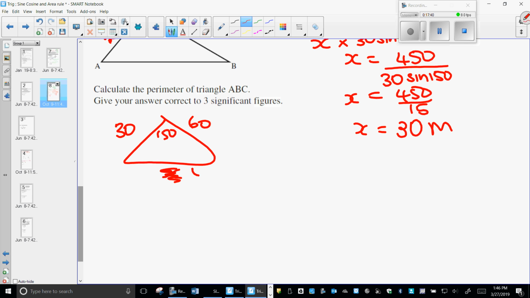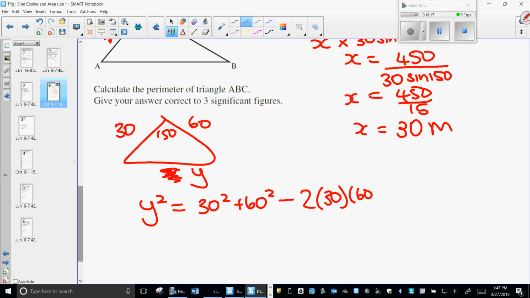Oh, I can't put x. So this is now y, but what you found was x. So which rule are we going to use now? Cosine rule, yes? We can't use the area rule because we're trying to find a length, and we used the area rule already to find this was 30. So y squared equals 30 squared plus 60 squared minus 2 times 30 times 60 times cosine 150.